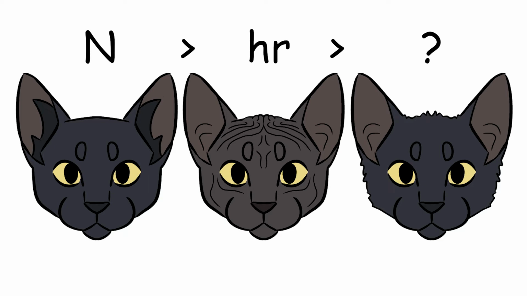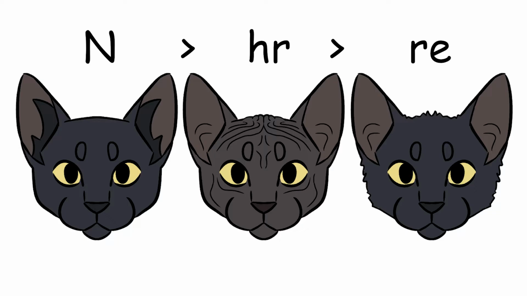Ouch. As for inheritance, the normal, or regular cat, allele is N for normal. It's completely dominant over both Sphynx and Devon Rex. Sphynx is represented by HR, fully recessive to N, and fully dominant over Devon Rex. I've seen two different alleles for Devon Rex, DR for Devon Rex, and RE for Rex. I'm going to go with RE because I've seen it more frequently, and of course it's fully recessive to both N and HR.